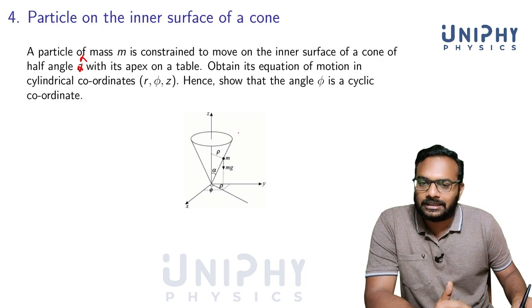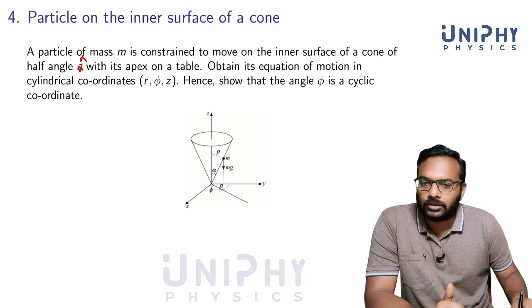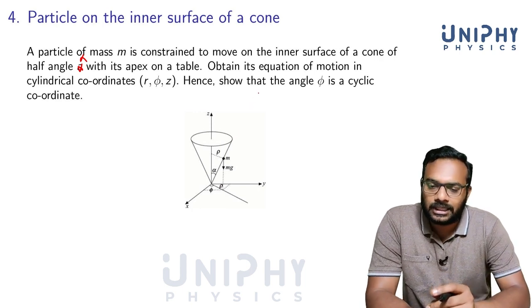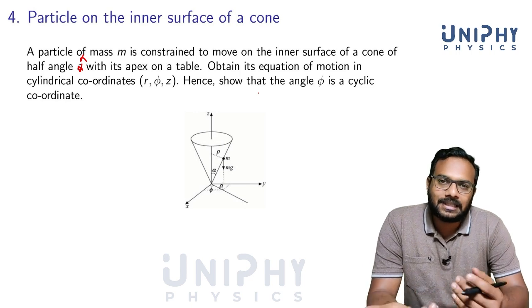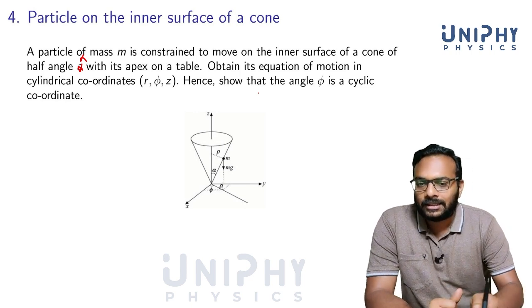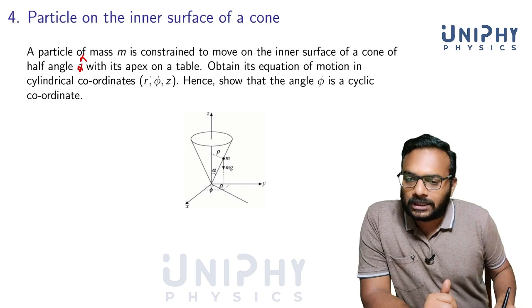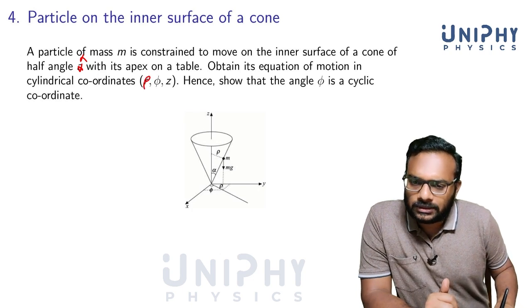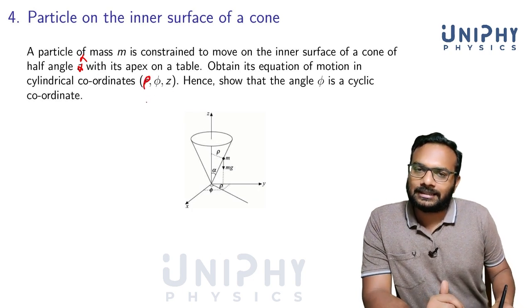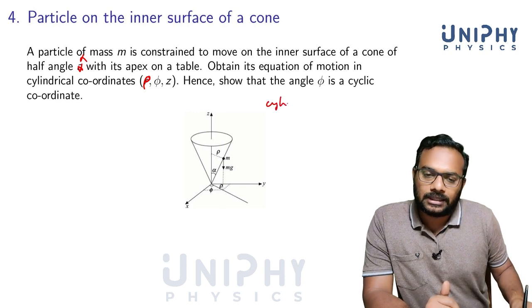We'll do that. We need to find the Lagrangian here and obtain the equation of motion. Now obtaining the equation of motion once we get the Lagrangian is easy. Here I think we'll use rho for the coordinate: rho, phi, and z. So we'll use cylindrical coordinates.